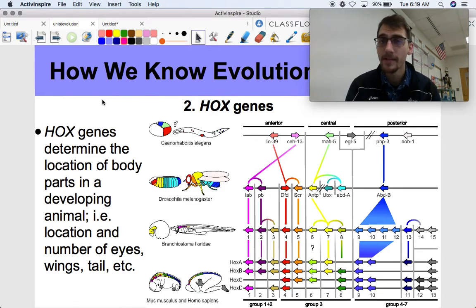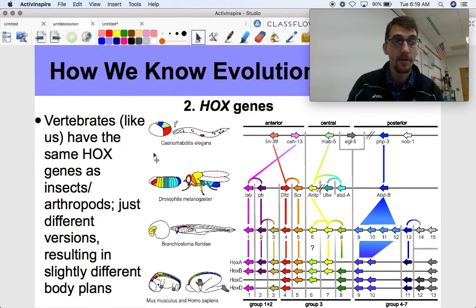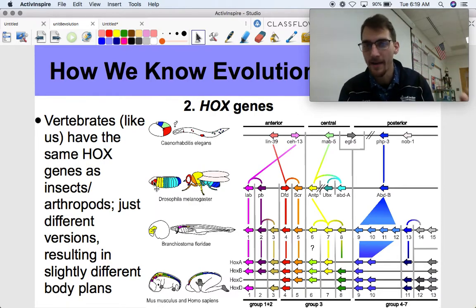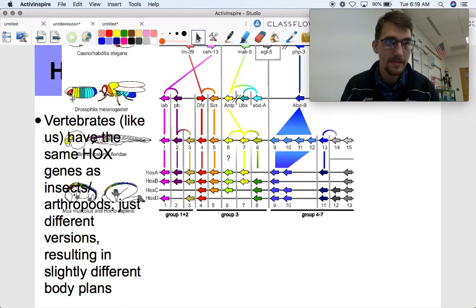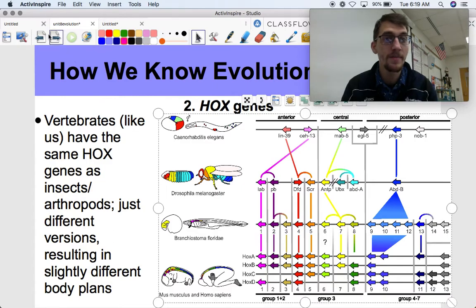So every single animal has these Hox genes, and as I put here, vertebrates like us have the same Hox genes as insects and arthropods, just different versions resulting in slightly different body plans, but they're all generally the same, and we all have these Hox genes, suggesting that all these different animals have a common ancestor that had these same Hox genes. So that's our second piece of evidence.